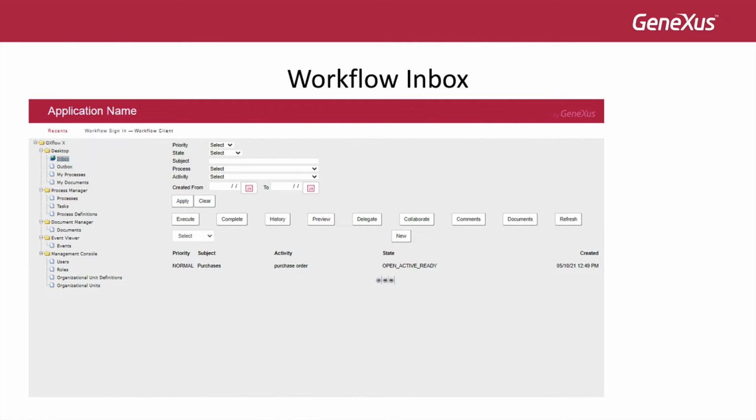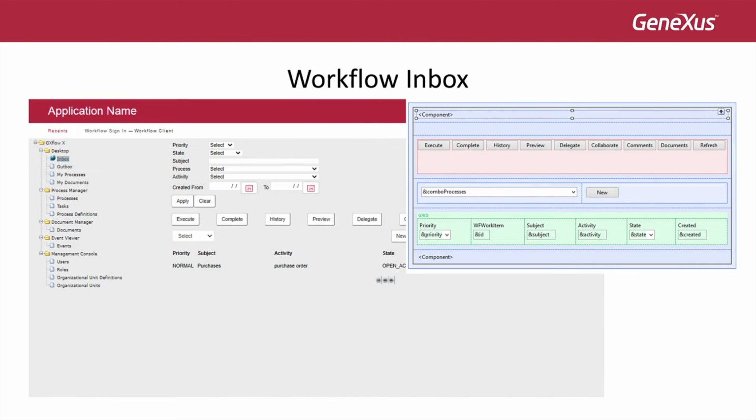The GXflow inbox has the GXflow filters. The first element is a GXflow filter. Then it has a table with all the actions that can be executed from the grid: execute, complete, history, preview, delegate. Then it has a combo box, which has all the processes that the logged-in user can start. After that, it has a grid with all the work items that belong to the GXflow inbox of this user. After that, it has a web component with the paging control of this grid.